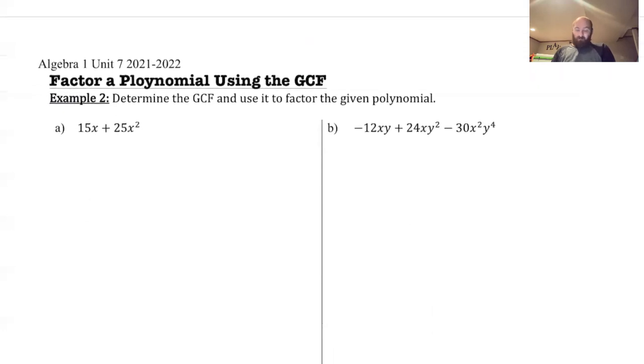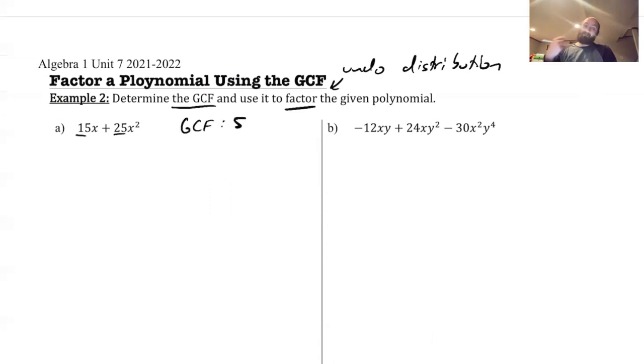Determine the GCF and use it to factor. So remember when I said factor is the reverse, we are undoing distribution. So I like to think of it this way. I like to try to use the distribution kind of a little bit backwards here. First thing I'm gonna do is identify the GCF. 15 and 25. For the numbers, that's just 5. 5 goes into 15, 5 goes into 25. Then I look at x and x squared. It's an x that can come out of both of them.